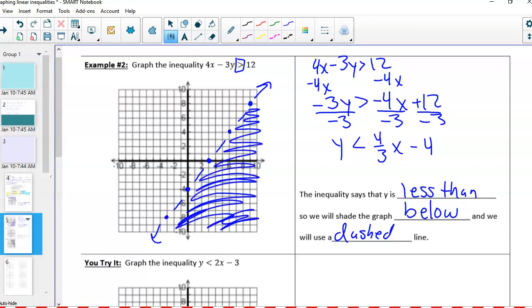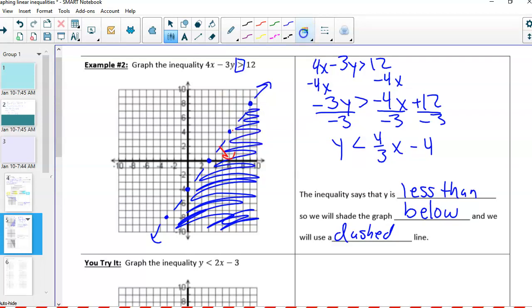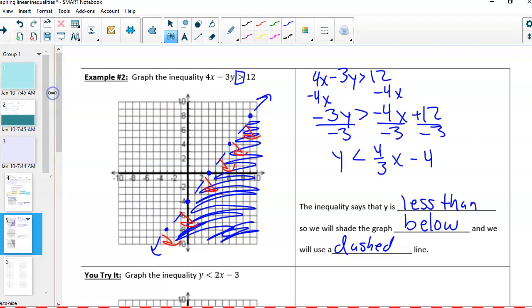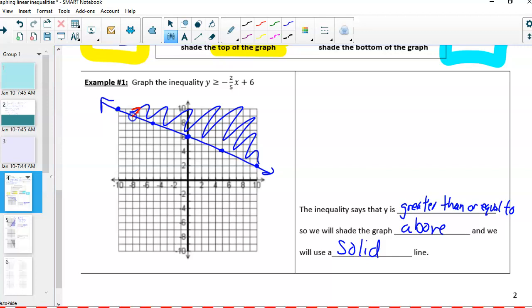And if you are confused as to which way is above or below, draw arrows. So we know this needs to be below this line, so it would be in that direction. And we could have done that with the other one too. I'm going to go back and do that. If I drew arrows up because I know it's above this line, it would be in this area.